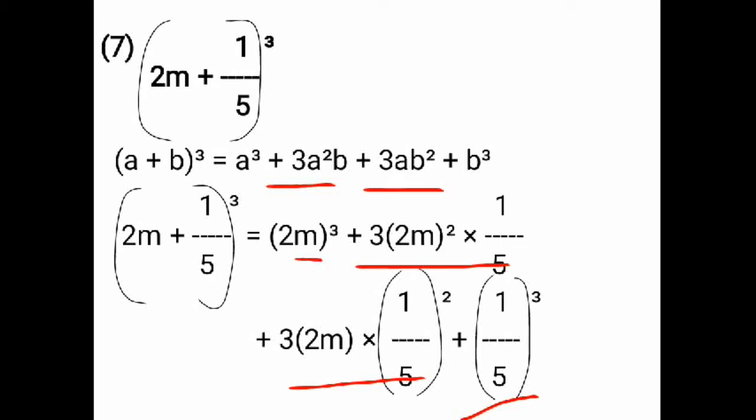Cube of the variable remains the same. You have to find the cube of the number 2. Cube of the number 2 is 8. 2 into 2 into 2, the answer is 8. So here the answer will be 8m cube. Then you have to write the multiplication form of 3a square b plus 3ab square. The square which you have as an index, you write that as 2 times multiplication form.